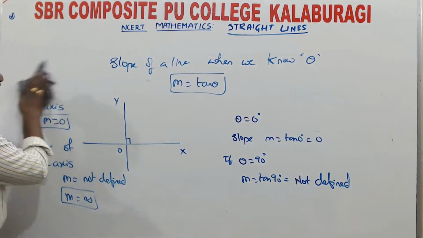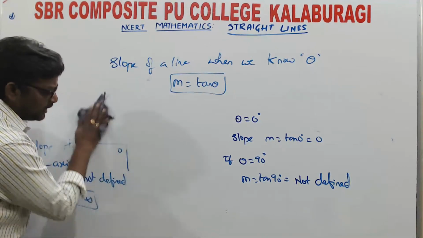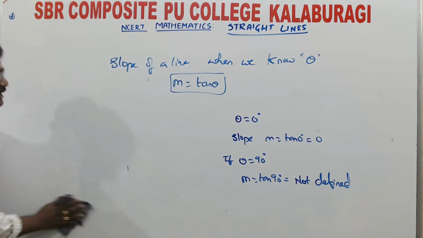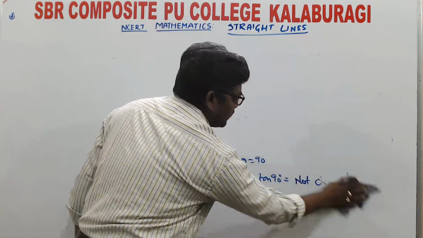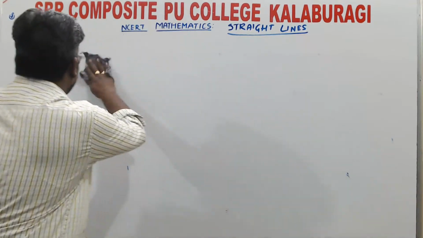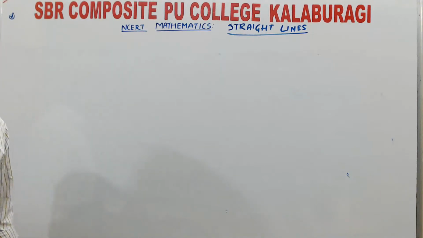Next, we are having different theorems to derive the formulas. On this one example, we'll see. Now, what is the formula we derived there? Slope of a line is m equals tan theta when we know the inclination. Therefore, one example we'll take.